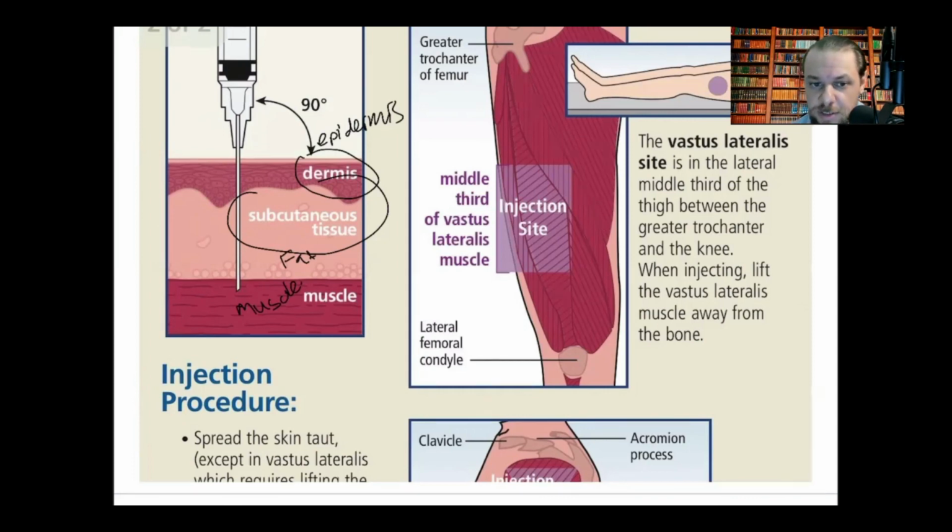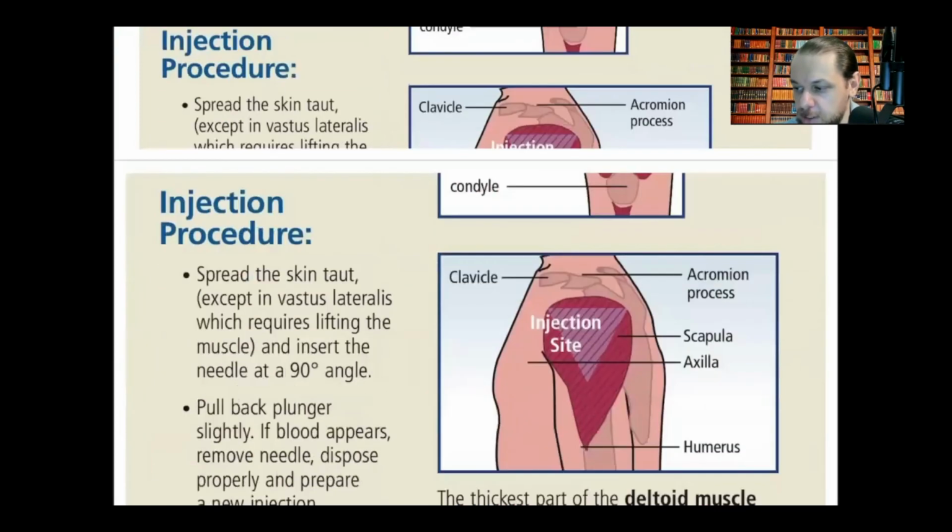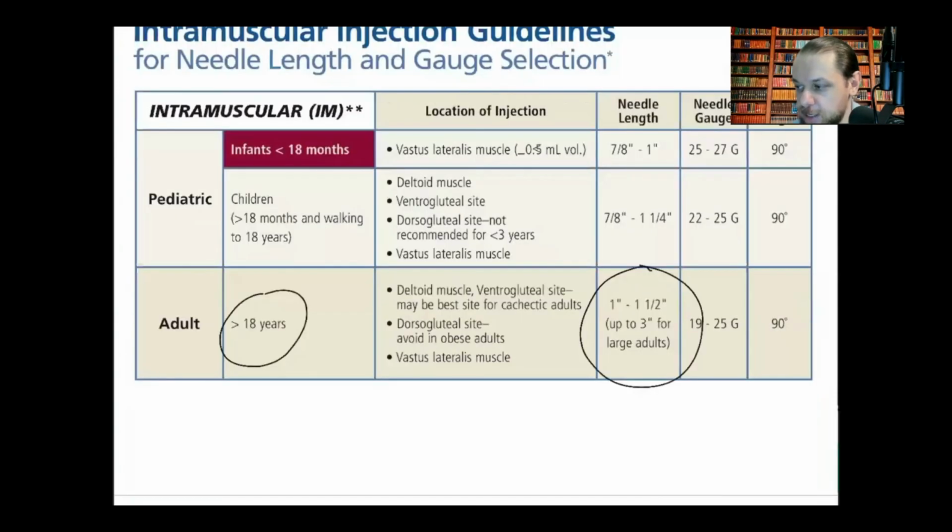The other thing that I want to say, as I said, different individuals may have different amounts of subcutaneous tissue. So they may have more or less. If you have a very obese patient and you're trying to get to the muscle, maybe you need to use the needle on the longer side. Maybe you need to select that 1.5 length.